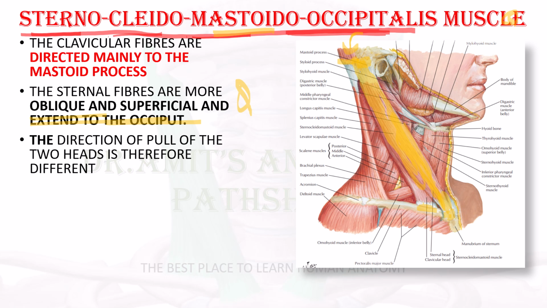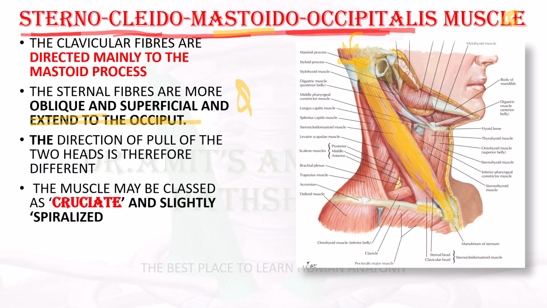other fibers, these are the clavicular fibers. Clavicular fibers take origin like this and they will insert on the mastoid process like this. In this way you can appreciate the yellow colored sternal fibers. Children, sternal fibers are going upward in this direction, clavicular fibers are going in this direction. That's why this muscle is an example of a cruciate muscle or spiral muscle.